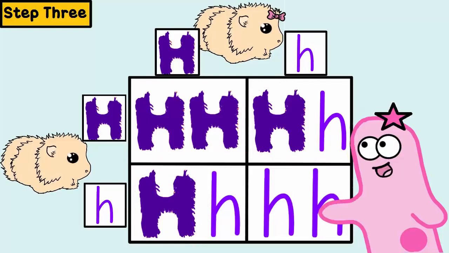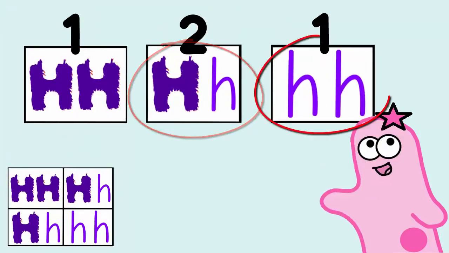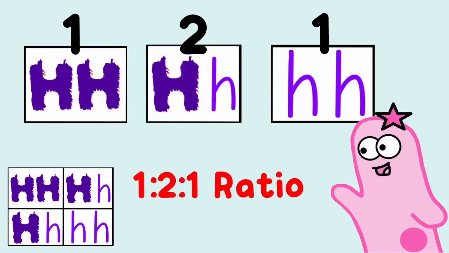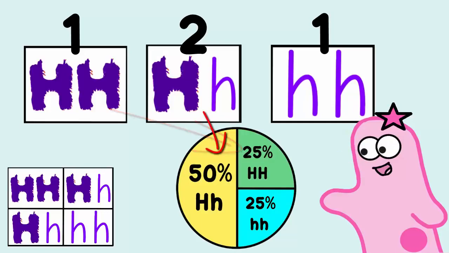Now, if I were to ask you the genotypes of the babies, you could list them out. 1 big H, big H, 2 big H, little h, and 1 little h, little h. I could even turn that into a genotype ratio of 1 homozygous dominant to 2 heterozygous to 1 homozygous recessive. Or a percentage. 25% are homozygous dominant, 50% are heterozygous, and 25% are homozygous recessive.